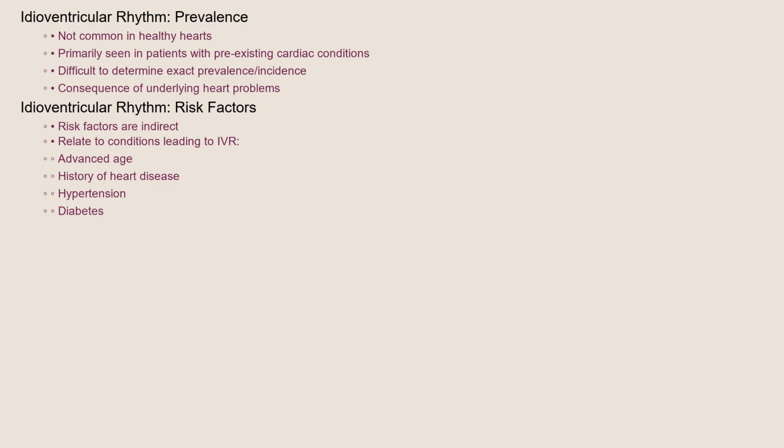Idioventricular rhythm is not a common occurrence in individuals with healthy hearts. It's usually observed in patients with pre-existing cardiac conditions. Therefore, determining the exact prevalence or incidence is difficult, as it primarily occurs as a consequence of other underlying heart problems. Risk factors for the conditions that can lead to idioventricular rhythm, such as advanced age, history of heart disease, hypertension, and diabetes, indirectly contribute to the likelihood of developing this arrhythmia.